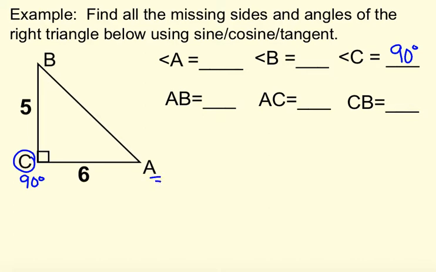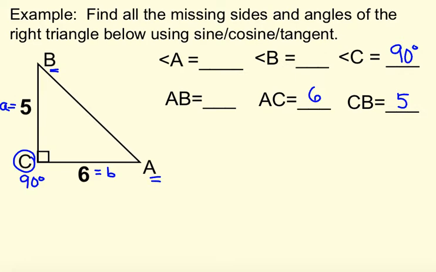Opposite angle A is side A, so that is line segment CB. So CB is a length of 5 units. Opposite angle B is side B. That line segment is AC. So that's 6 units. All right, we have 3 things still we need to find.